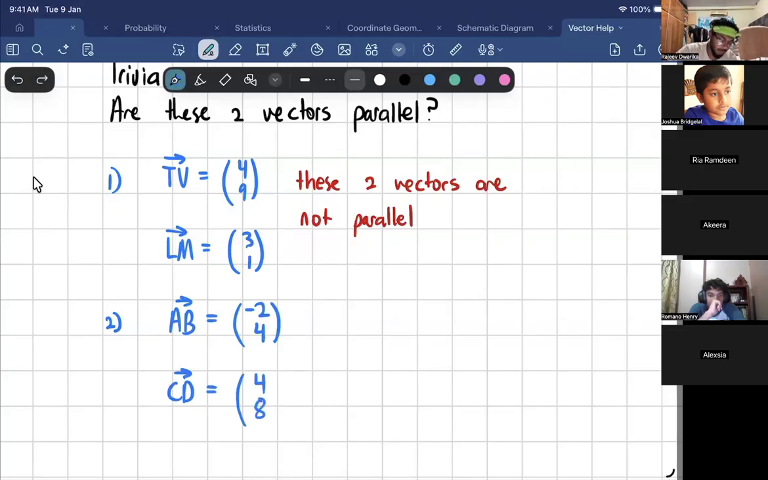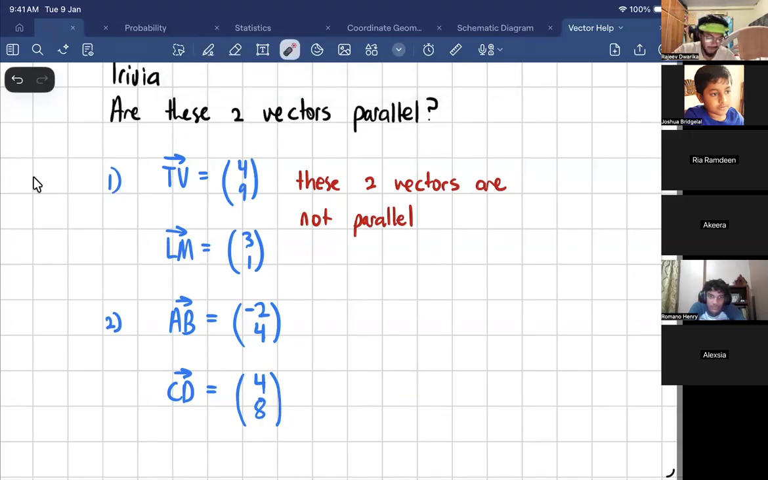Okay. Alexia, would you say that these two vectors are parallel? Yeah. Wait, just now. -2. No. Wait. So how many of you think that if I multiply this by 2, I'll get 48?